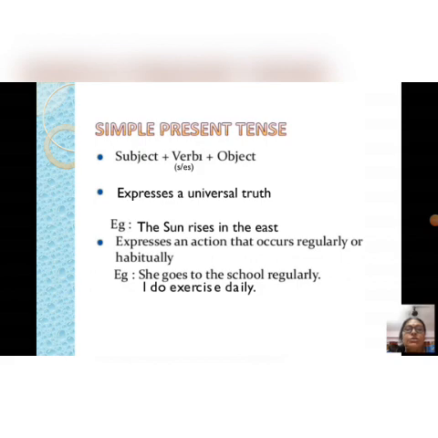Second, it also expresses an action that occurs regularly or habitually. Now see the example. She goes to school regularly, or I do exercise daily. So it's my habit to do exercise daily, and that's why it is a habitual action. So we will use simple present tense here.